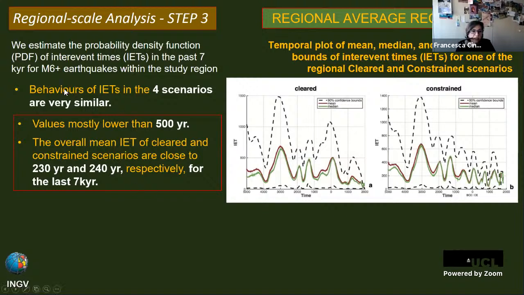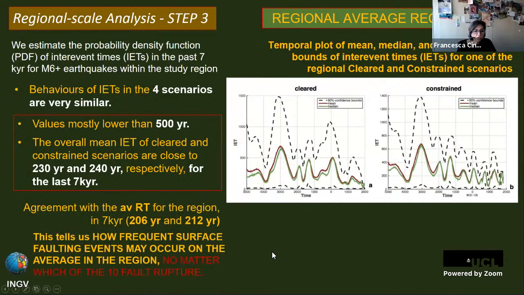And what we can say is that the behaviors of inter-event times in the 4 scenarios are very similar. The values are mostly lower than 500 years, and the overall mean inter-event times are close to 230 and 240 years, respectively, for the clear and constrained scenarios.